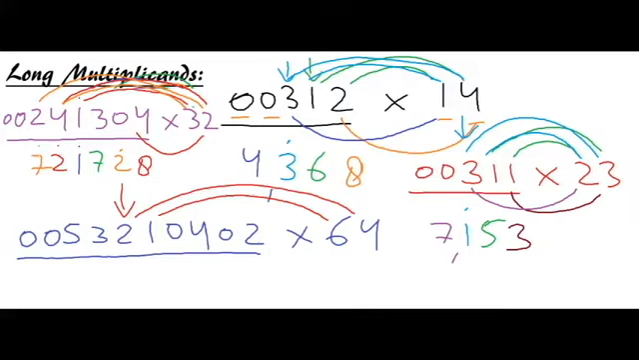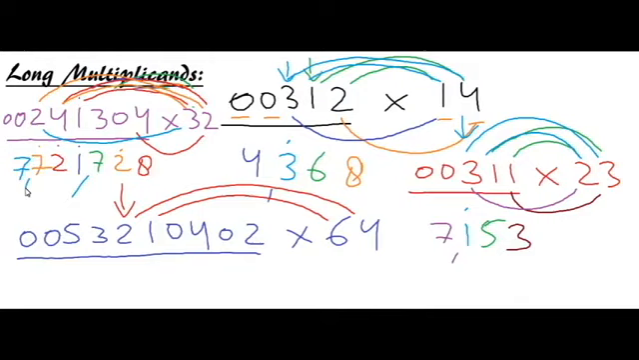So now last digit with the last digit, 2 times 3 is 6 plus this dot will make it 7. So 7. Now we have 7,721,728. That's our answer.